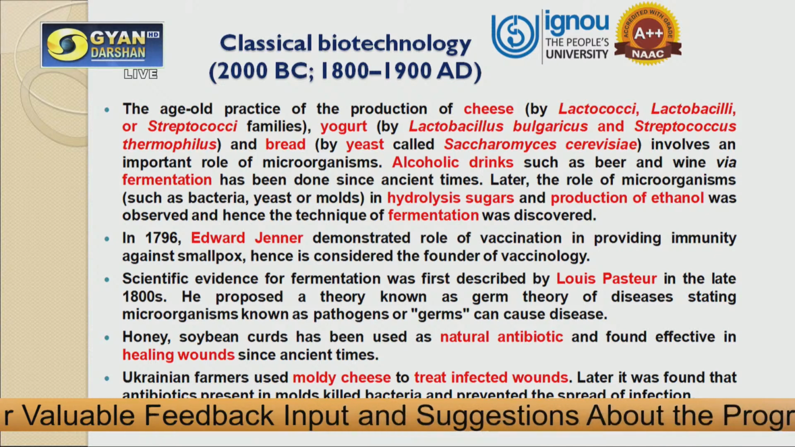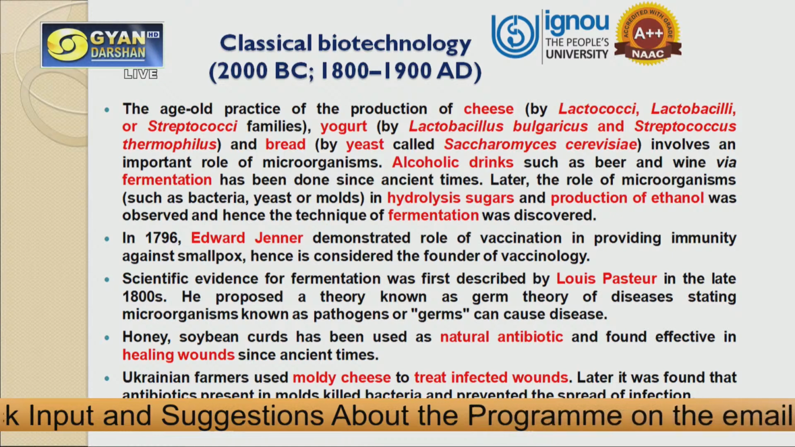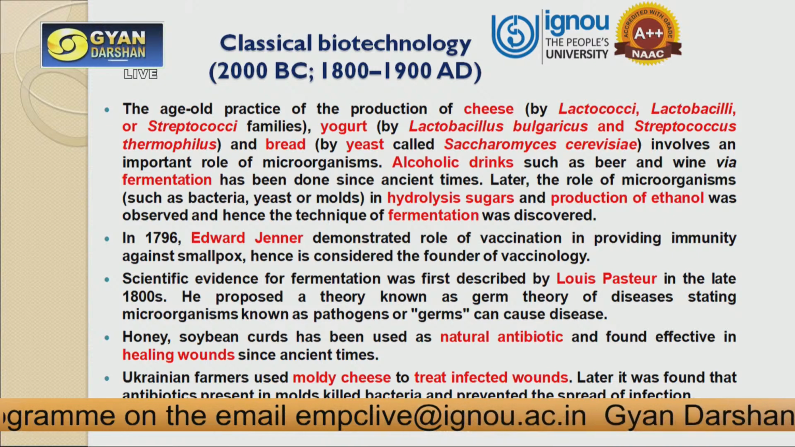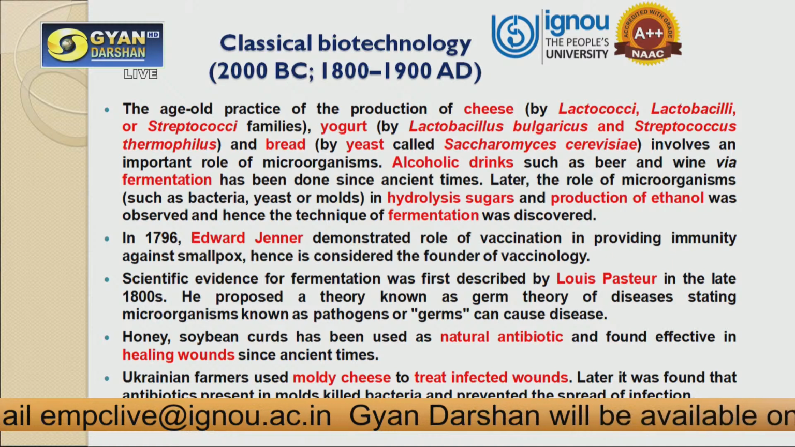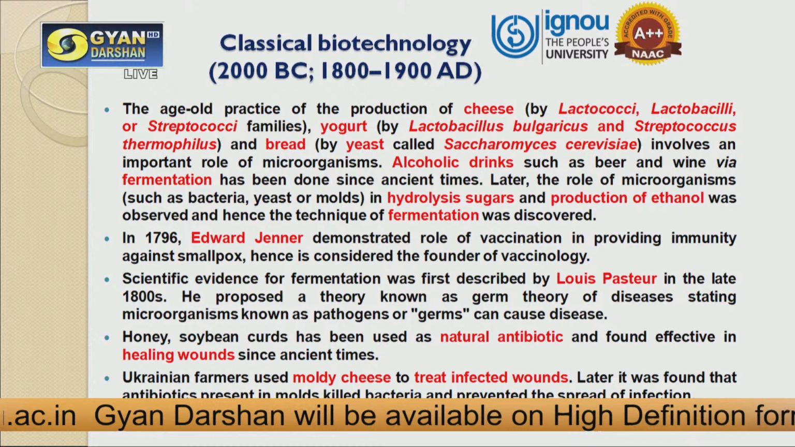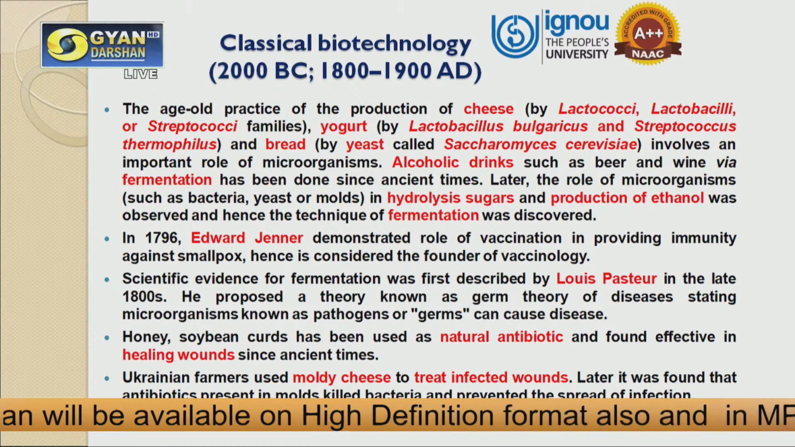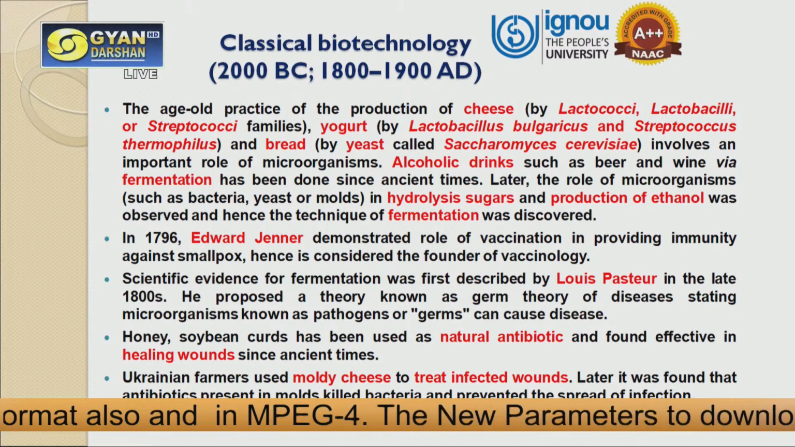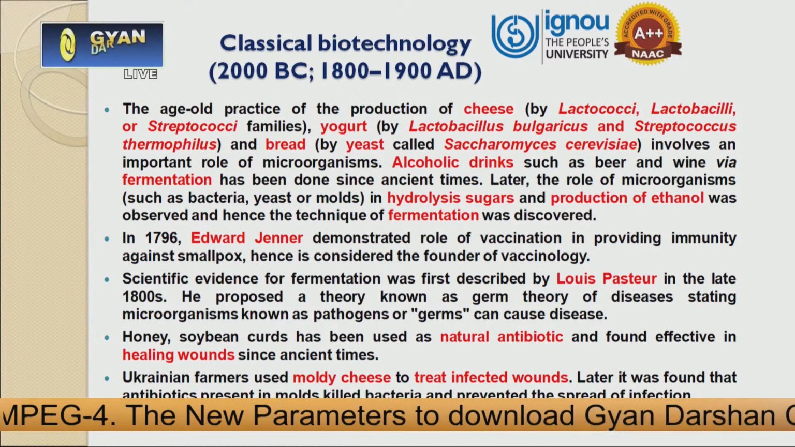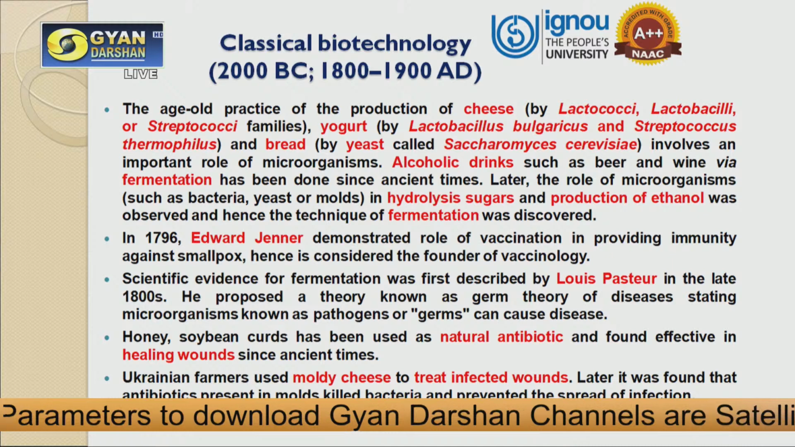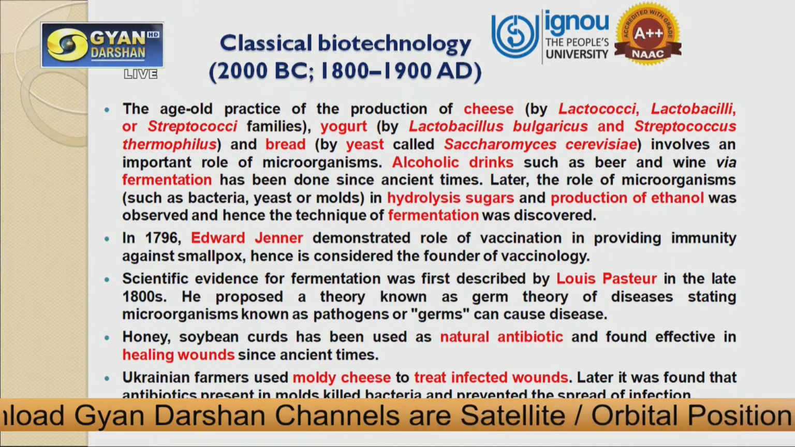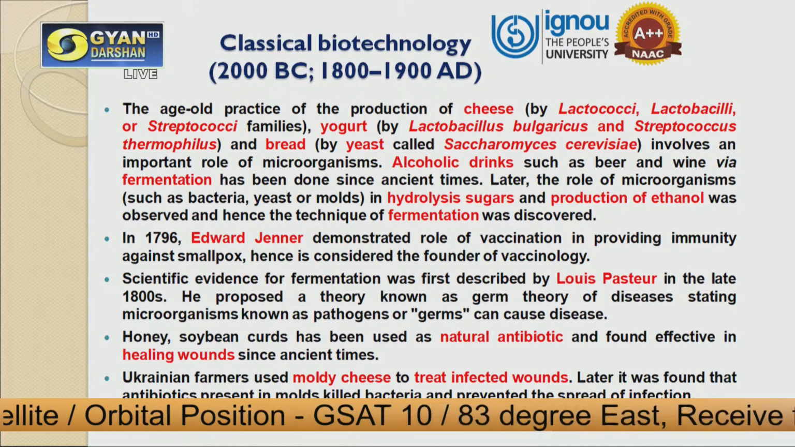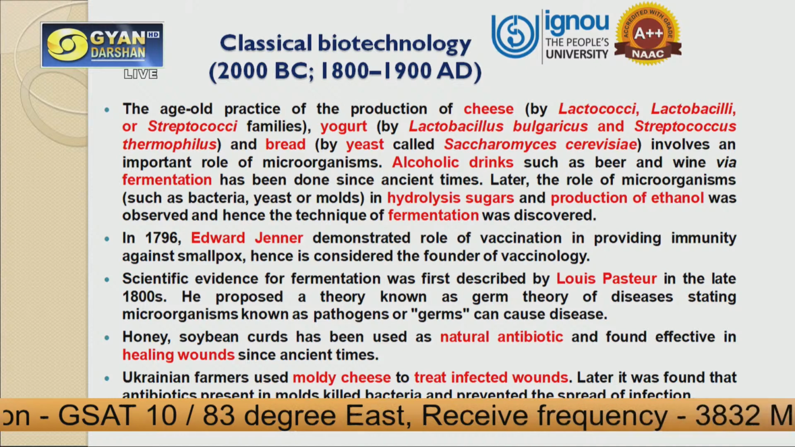For example, for cheese, it's lactococci, lactobacilli, or streptococci families. Yogurt can be made by Lactobacillus or Streptococcus thermophilus. Bread can also be made by using yeast. Which yeast? Saccharomyces cerevisiae. So you can see that these are some of the well-known examples of classical biotechnology we can always quote. Apart from this, manufacturing of wine and alcoholic drinks is also not new.